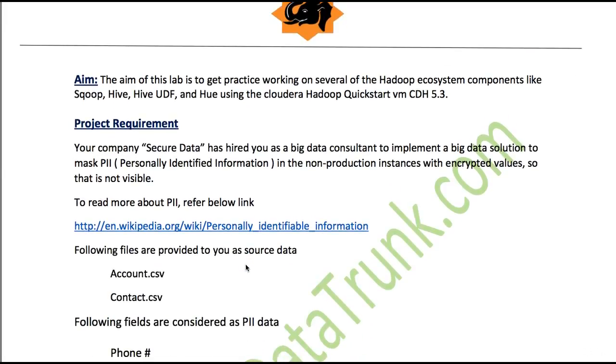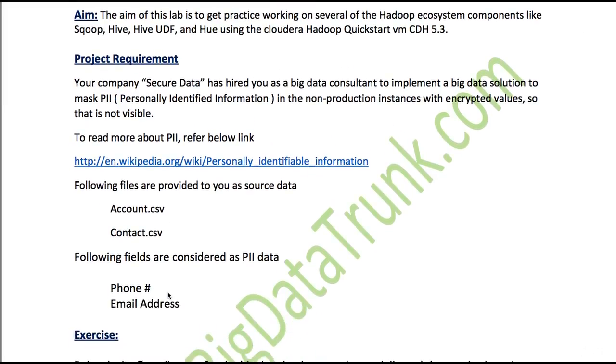So what we have done here is try to give you a real taste of a real-life project. We have provided you with two sets of information. In the client scenario, we would have done this for hundreds of tables. You have been provided with two particular entities, accounts information and contact information. The PII data we'll be using in this case is phone number and email address. So your goal would be to mask, basically change characters or encrypt these two pieces of information in the staging environment so that nobody can easily see or misuse it.